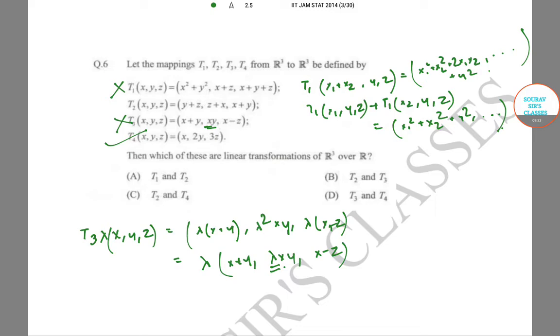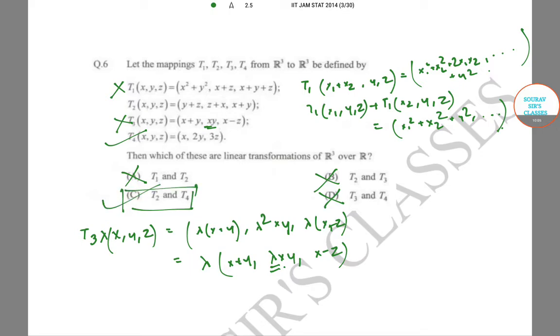So let us check which of the options we can cross out. T1 and T2: T1 is not a linear transformation, cross it out. T3 and T4, we don't know. No, T3 is not a linear transformation, we cross this out. T2 and T3, again T3 is not a linear transformation, we cross it out. The only option that we have left is T2 and T4.